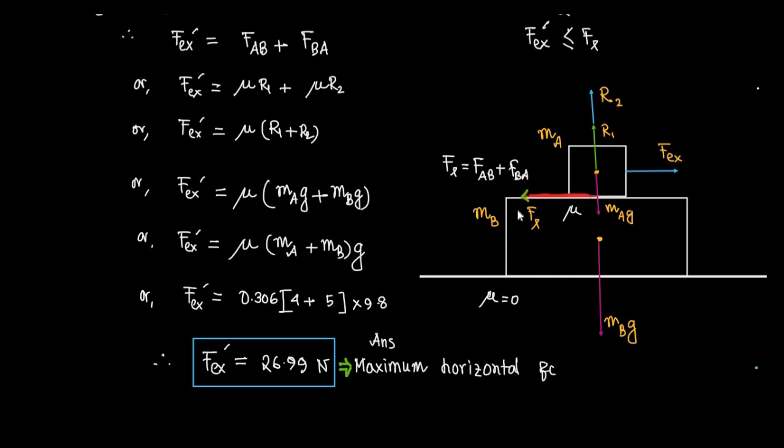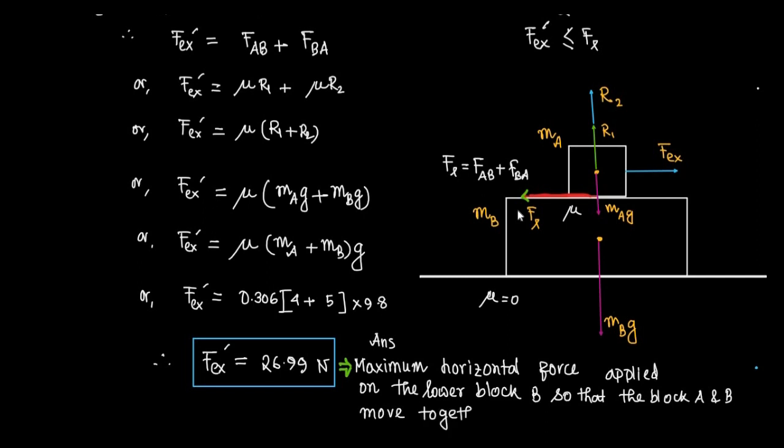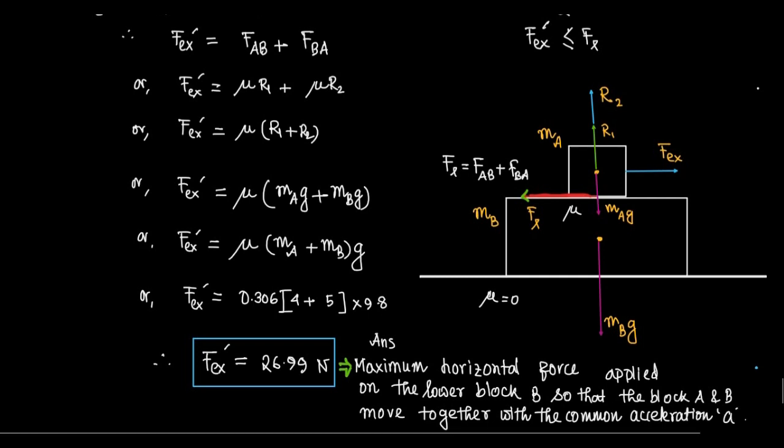Fex prime is equal to 26.99 Newton, that is the maximum value of the applied external force. And this is the answer: 26.99 Newton is the maximum horizontal force applied on the lower block B so that the two blocks A and B move together with a common acceleration A.